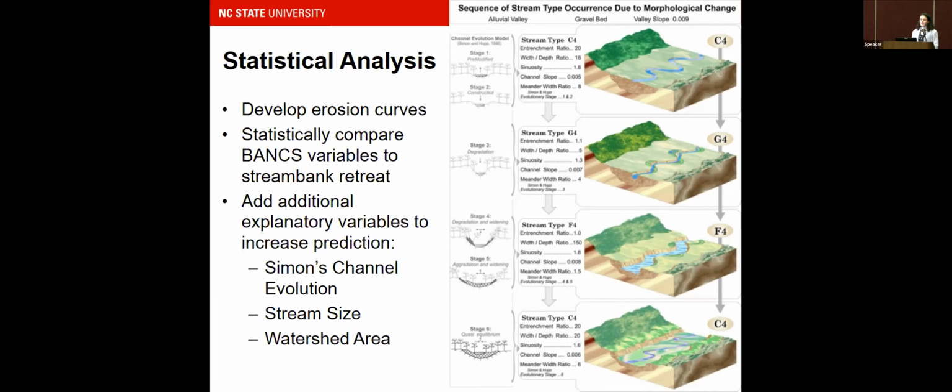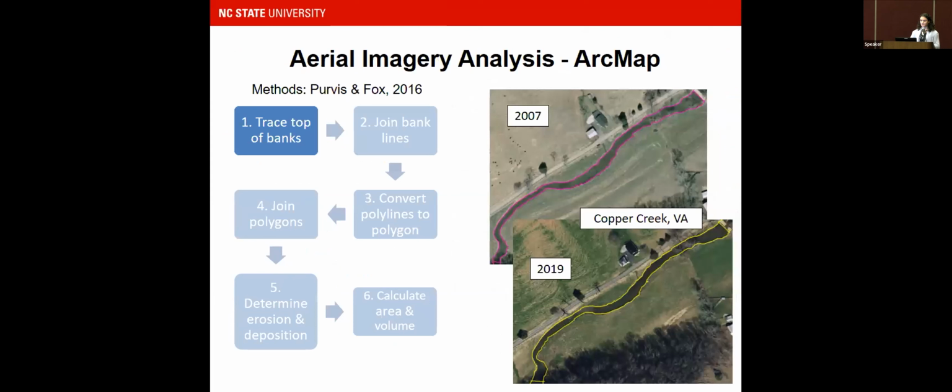So looking at Simon's channel evolution. So this takes into account where the stream currently is. Is it in a place where it's actively eroding, or is it done eroding and starting to recover? And then other factors like the stream size and watershed area.